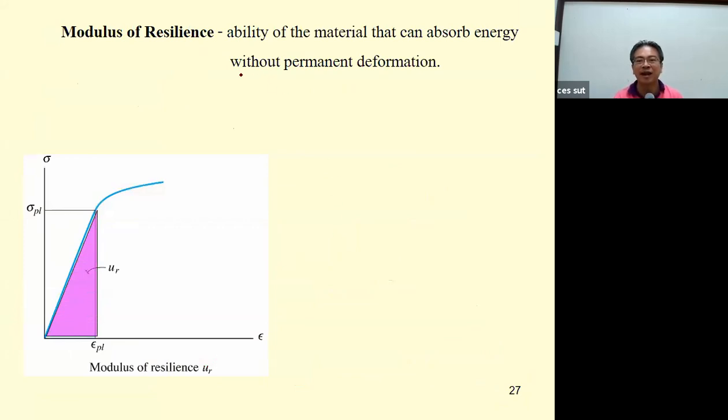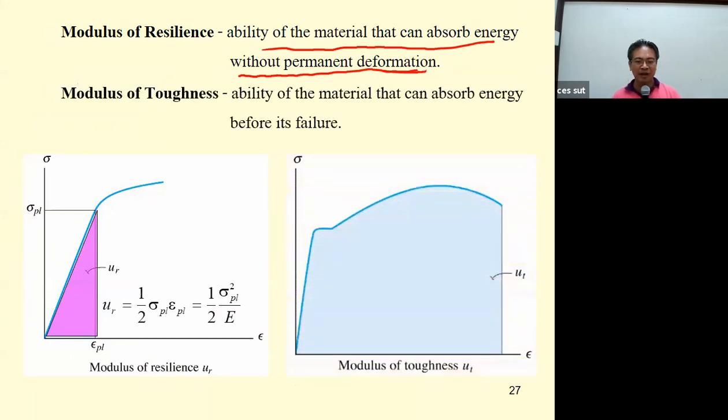And modulus of resilience is defined as the energy the material can absorb without permanent deformation. It is important to design the structure to absorb the energy. For example, if the structure gets vibration, this energy is important to absorb the vibration.